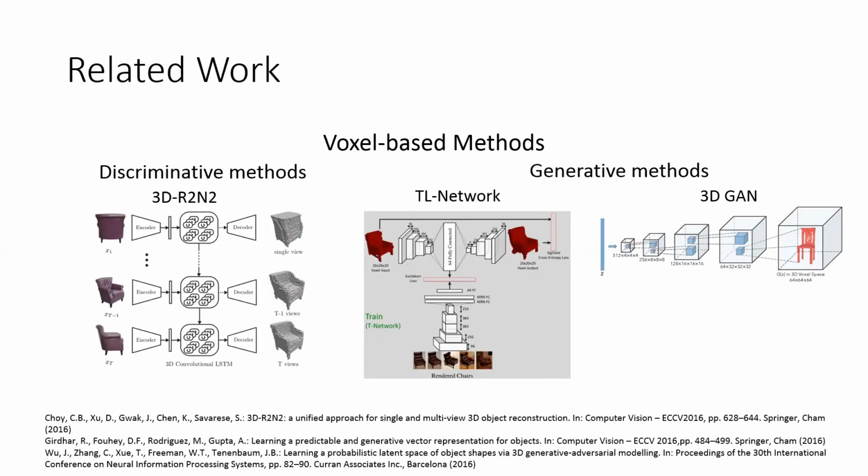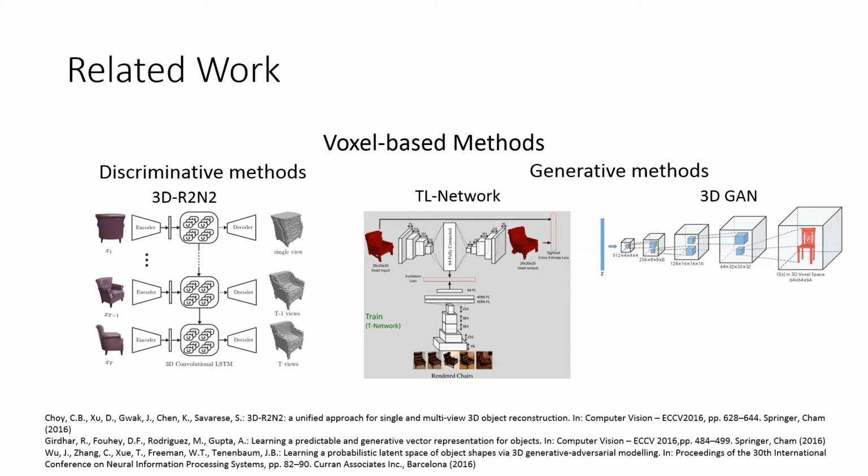The body of literature in SVR can be divided into two general categories: methods that work in the Euclidean space and methods that work in the non-Euclidean space. In the Euclidean-based methods, the most common shape representation used for output is the voxel representation. The voxel-based methods can be further divided into discriminative and generative methods.